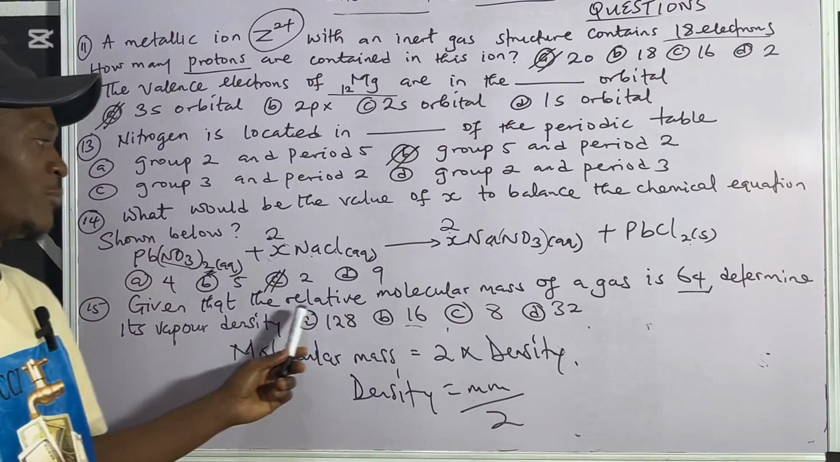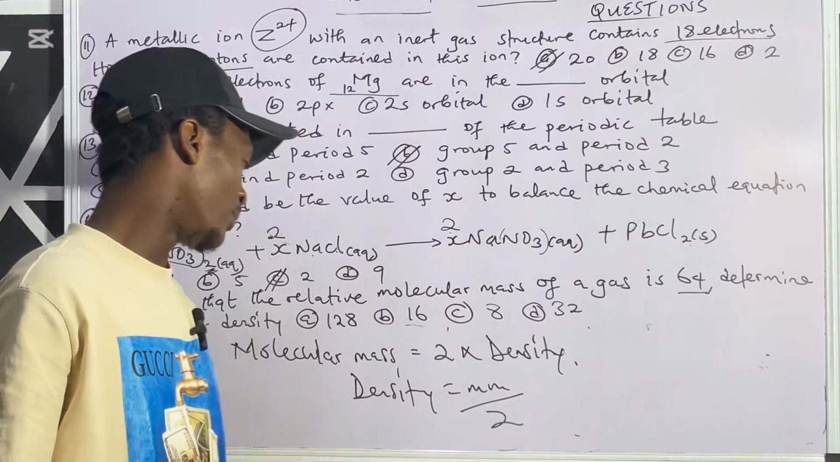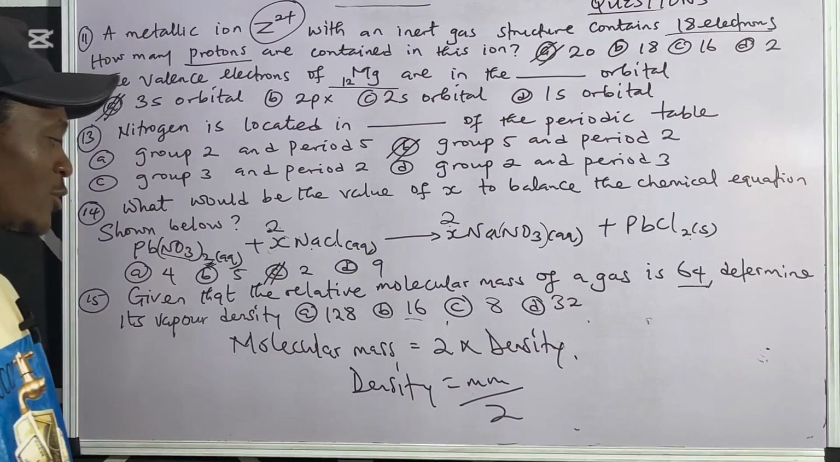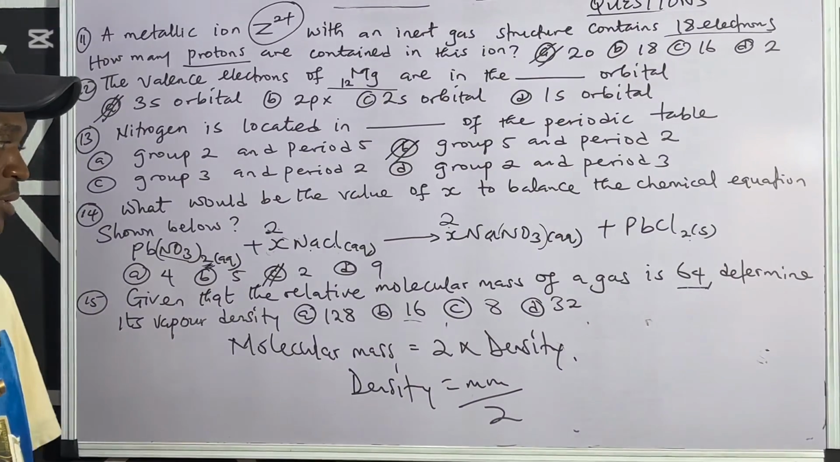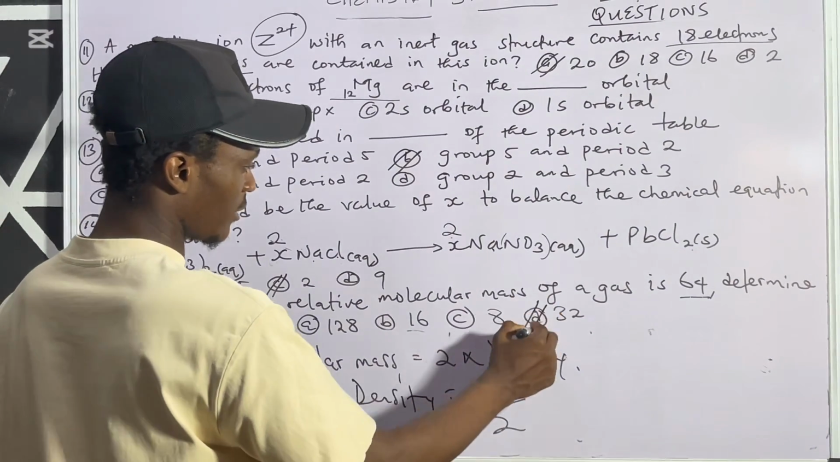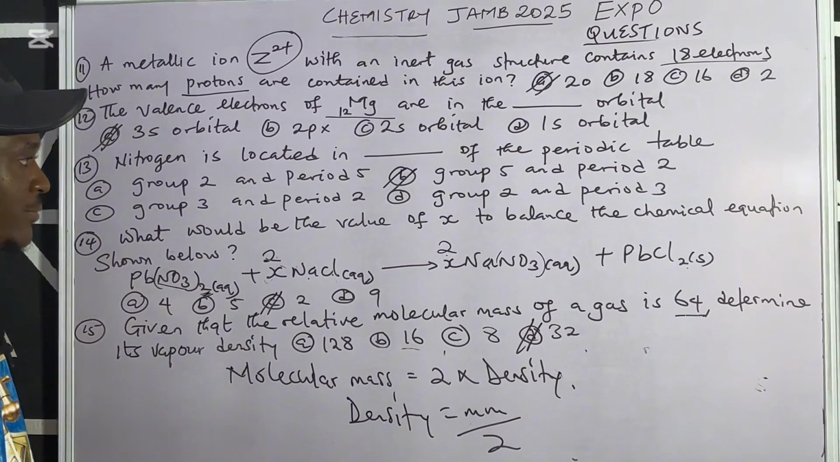So given the relative molecular mass, now we are given the relative molecular mass to be 64. And then we are told to determine the vapor density. So all you simply do, just divide this 64 by 2. And then that gives 32. So the correct option is option D. Then let's see the next question.